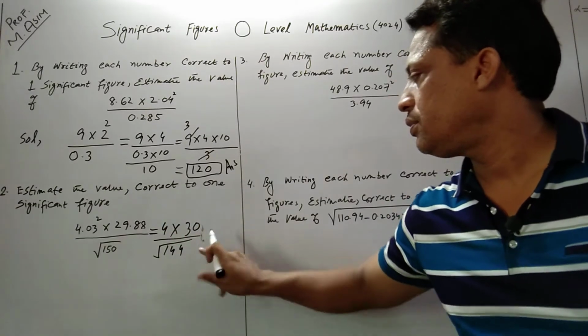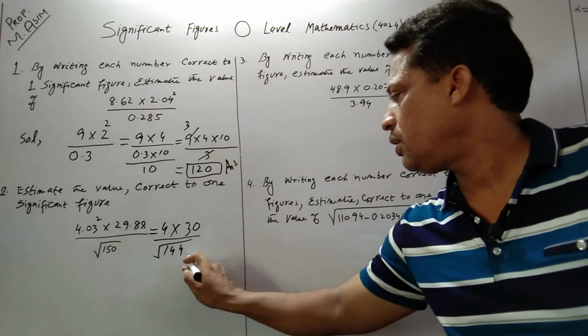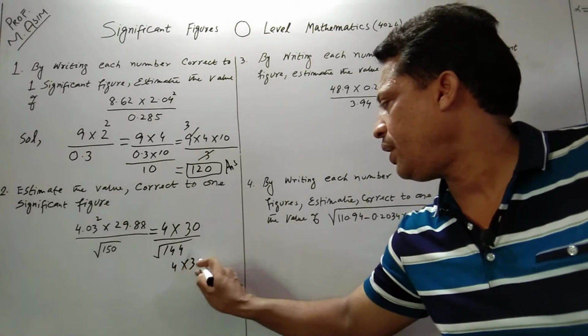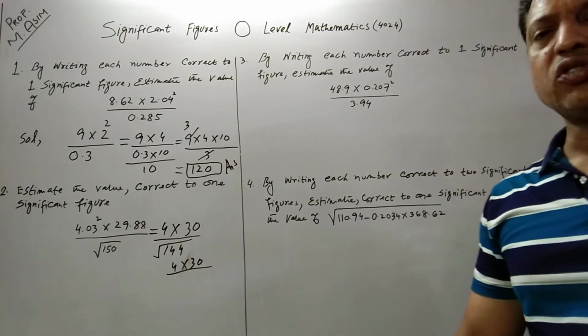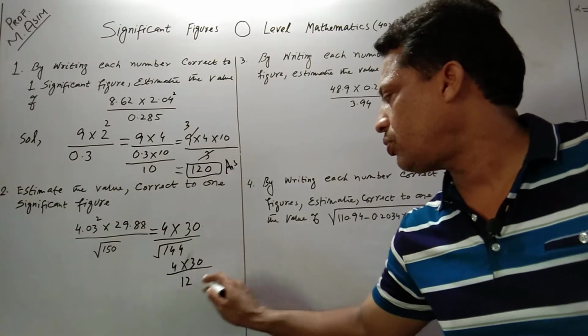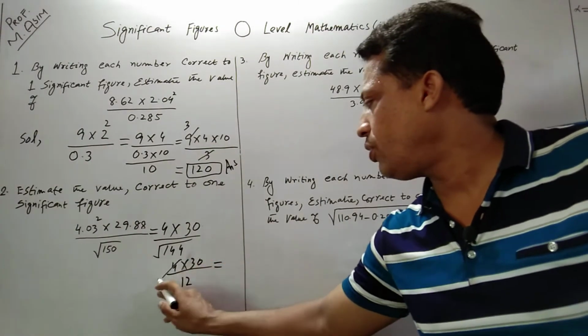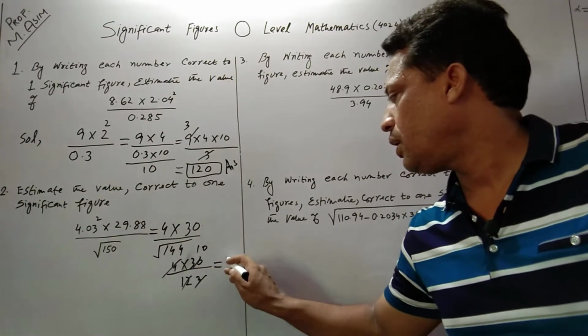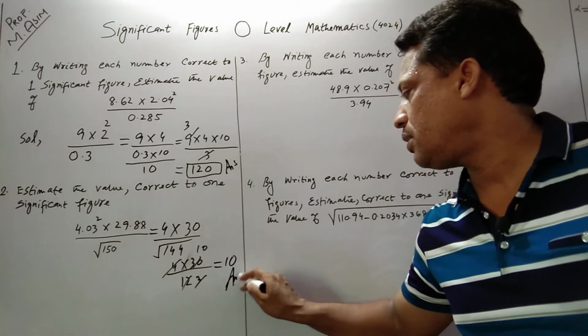30, 4 into 30 upon what is the square root of 144? 12. Now 4 threes are 12, 3 tens are 30. Our answer is 10.